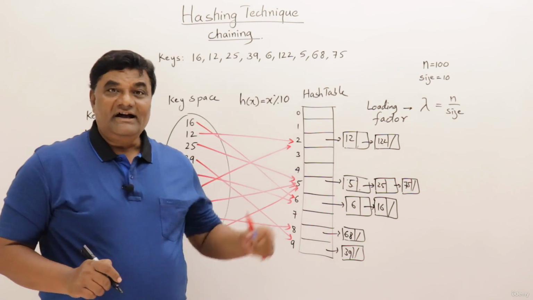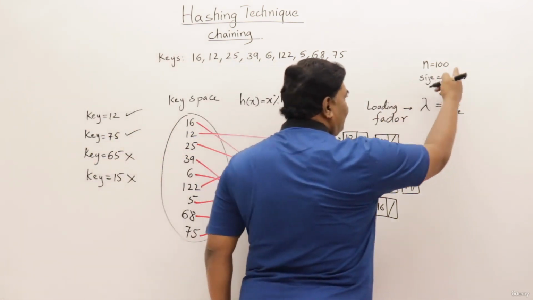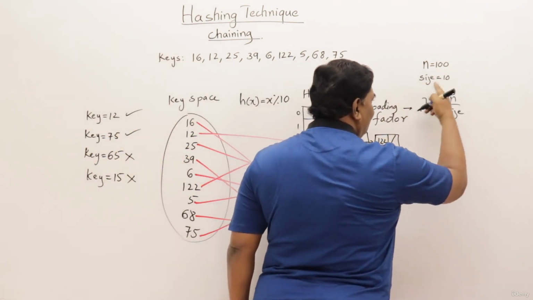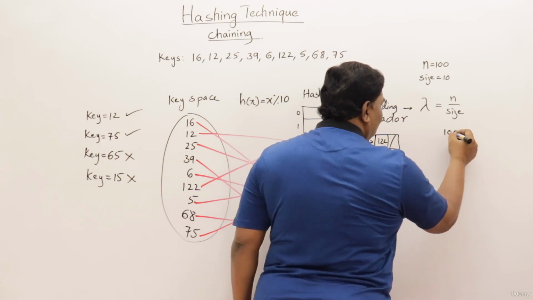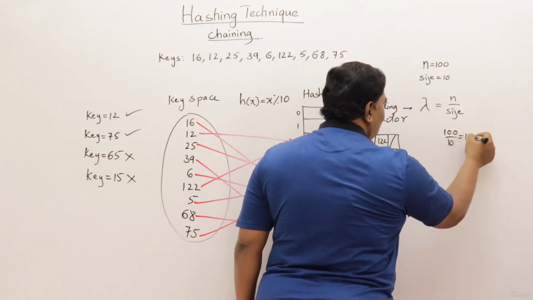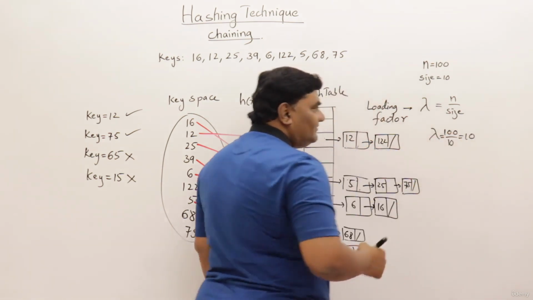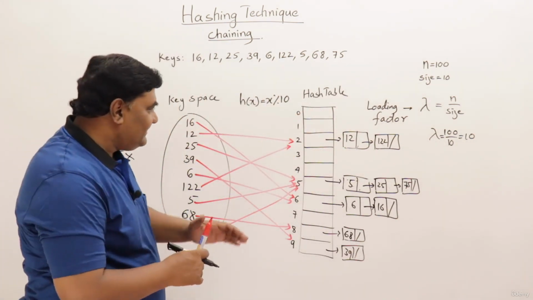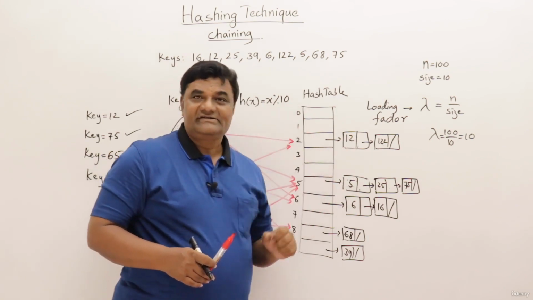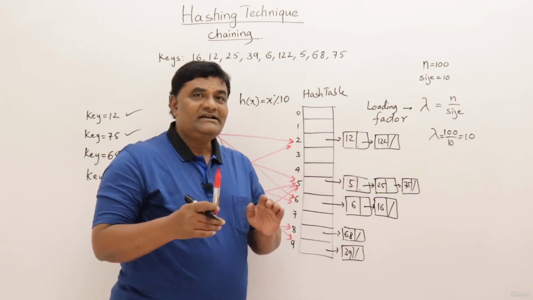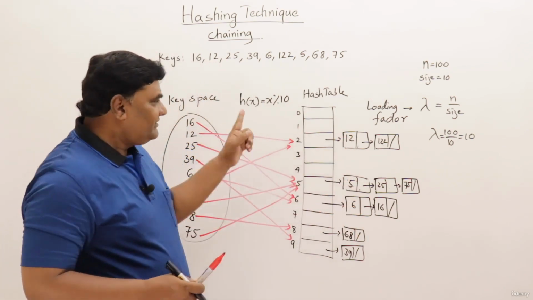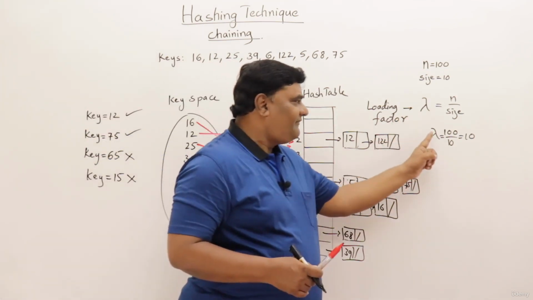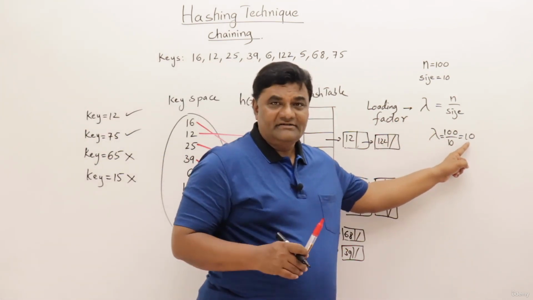Remember this. As per our example, if I have 100 keys and the hash table size is 10, then 100 by 10 is 10. So the loading factor is 10. What does it mean? It means that there are 10 locations, and at each location there are 10 keys. Because this is chaining, we got a loading factor greater than 1. We got the value 10.